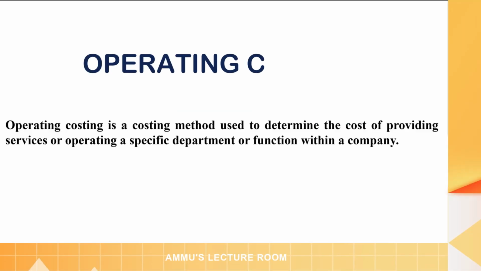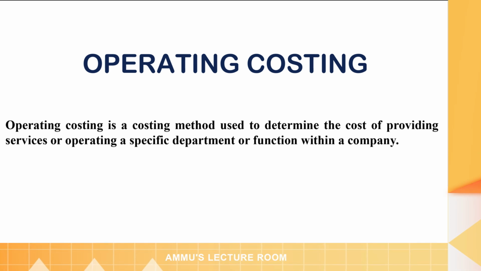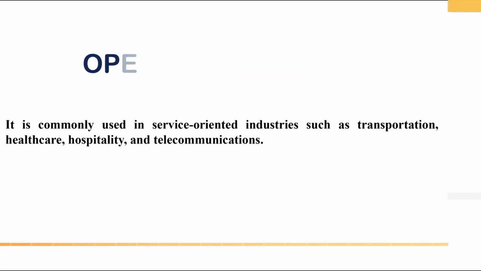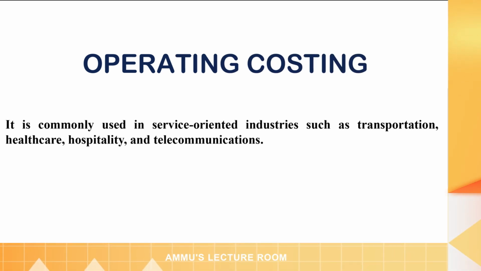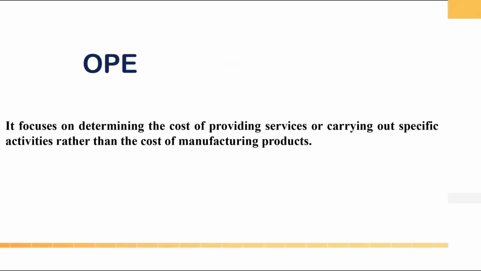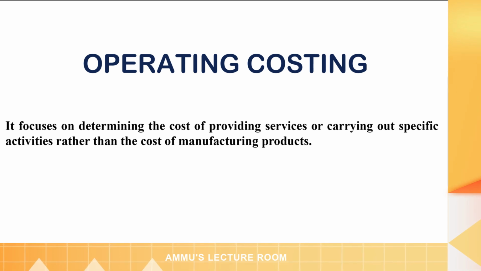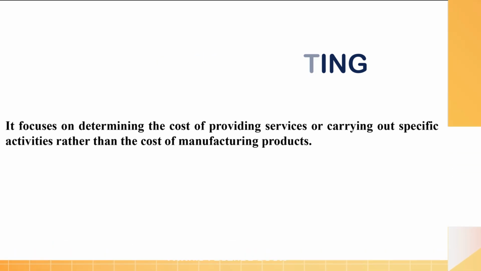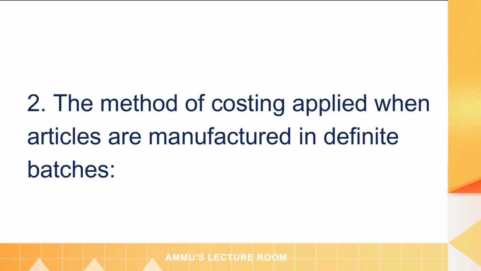This operating costing is a costing method used to determine the cost of providing services or operating a specific department or function within a company. It is commonly used in service-oriented industries such as transportation, healthcare, hospitality, and telecommunication. It focuses on determining the cost of providing services or carrying out specific activity rather than the cost of manufacturing products. Now let's move on to the next question.